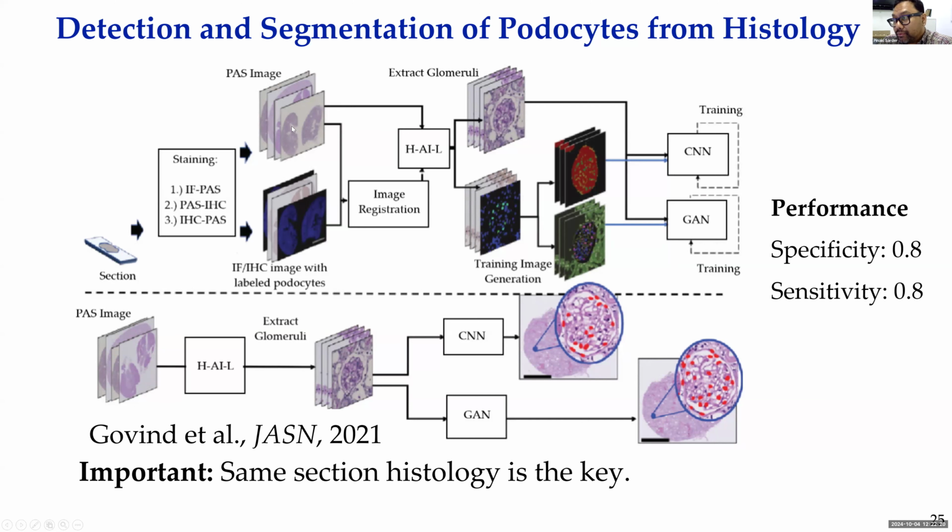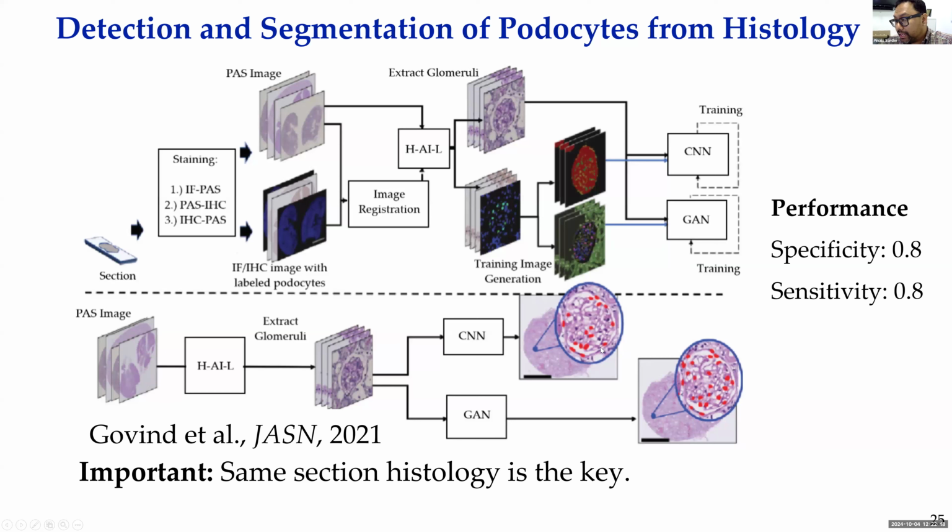So what we did, we took paired whole slide histology and immunofluorescence images, and then from the immunofluorescence image, we labeled the podocytes, right? In this case, we took podocyte. We can ideally use any cell type, but we worked on the podocyte, and we worked on the podocyte for a region. But then we trained the computer and we predicted these podocytes from the whole slide image, right?